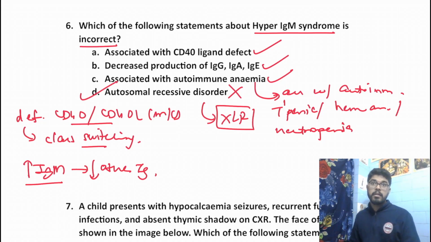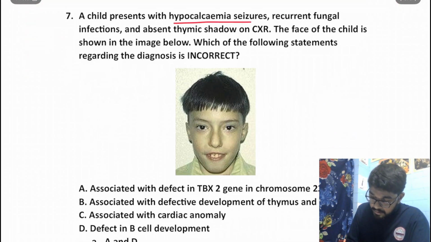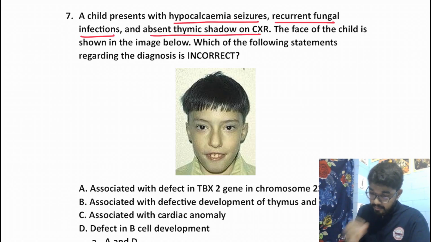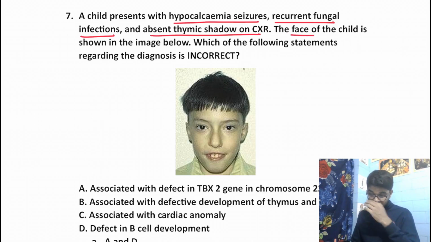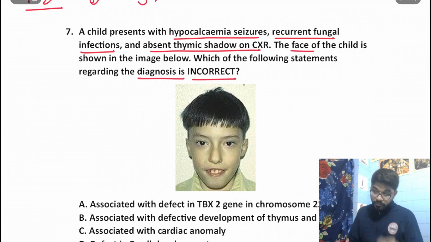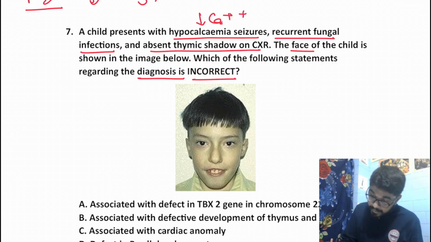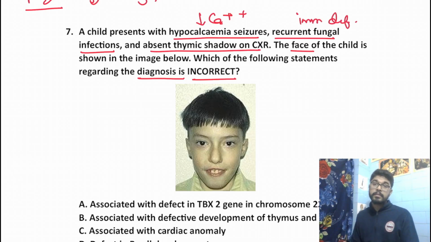Okay. Moving on to the next question. A child presents with hypocalcemic seizures, recurrent fungal infection, and absent thymic shadow on CXR. The face of the child is shown in the image below. Which of the following statements regarding the diagnosis is incorrect? So we have the features of hypocalcemia, right? We have recurrent fungal infection, that is, an immunodeficient picture is also present, with an absent thymic shadow.